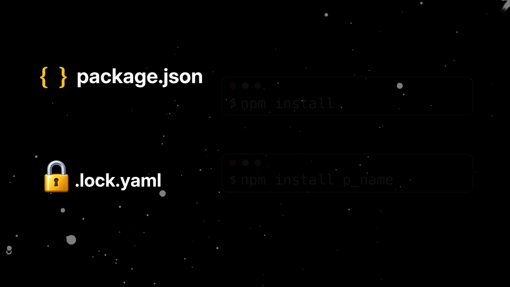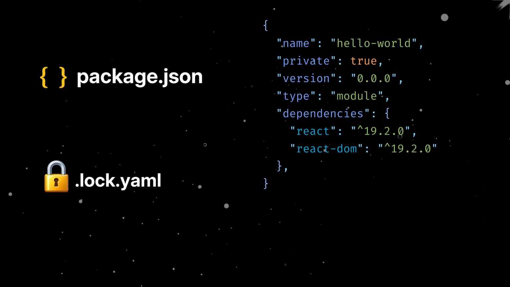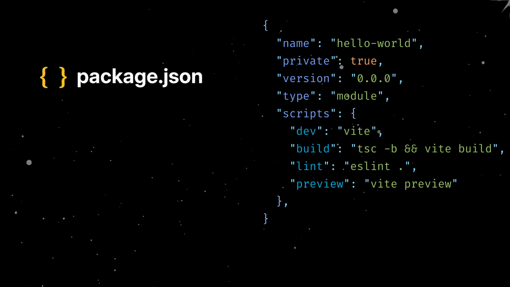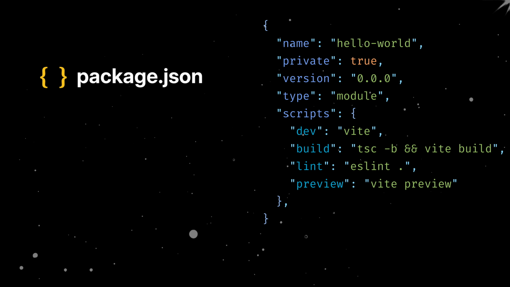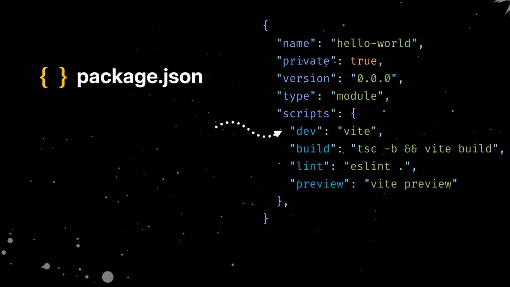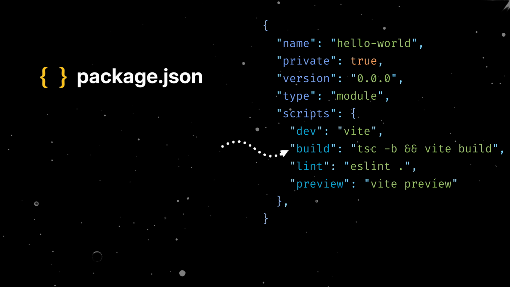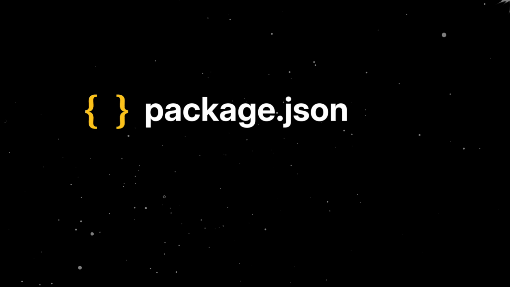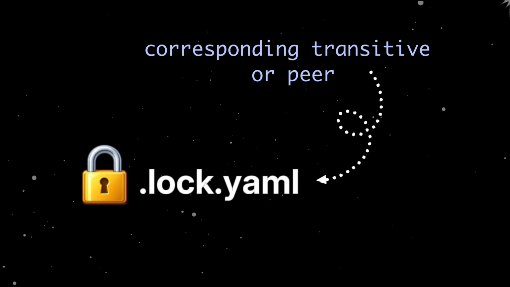In addition to listing top-level dependencies, the package.json file also exposes scripts, which are commands that you can run in your terminal, such as npm run dev, which starts the development server, and npm run build, which generates the production-ready bundle.